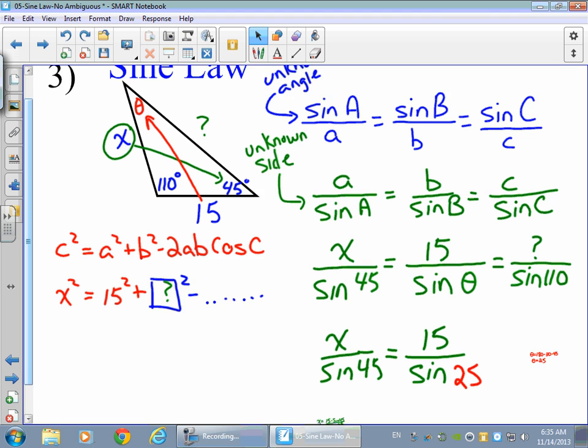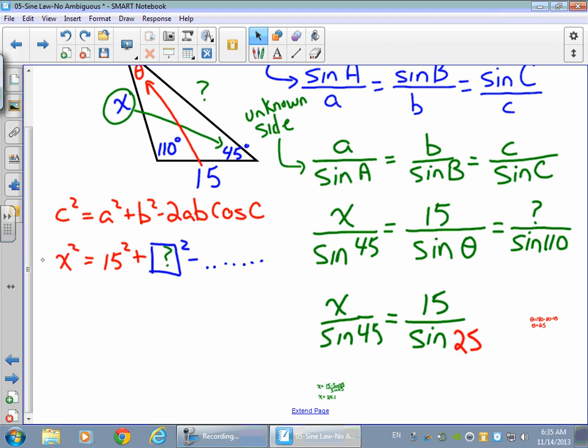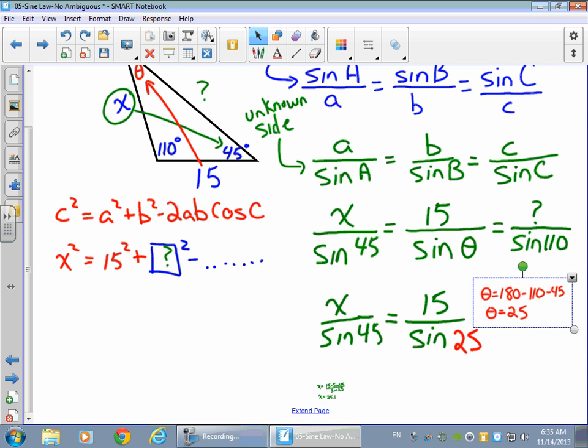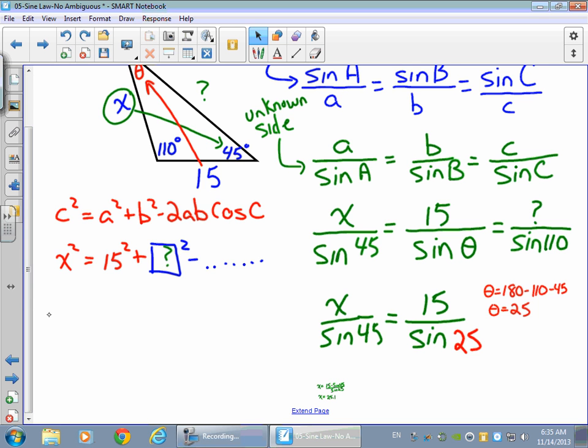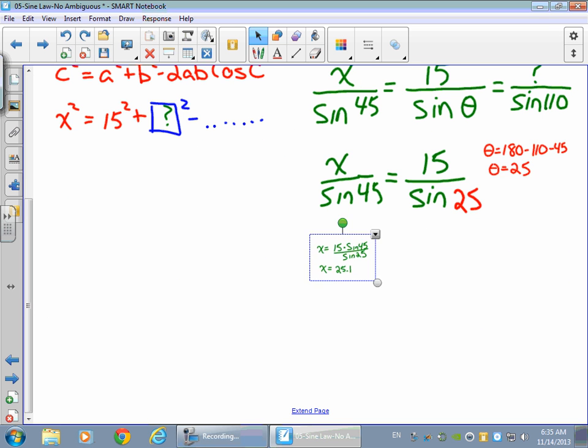And probably you've already noticed that I have two of the three angles in my triangle. That means I can always find the third angle. So theta will be found by subtracting the 110 and the 45 from 180. And I just did that over here. It's 25 degrees.